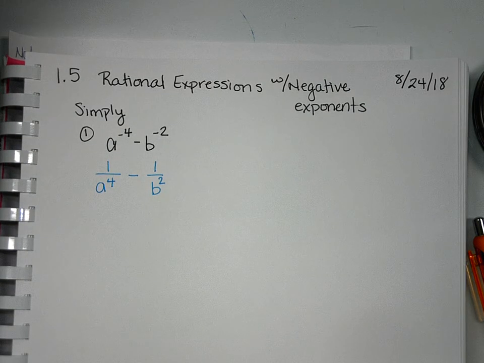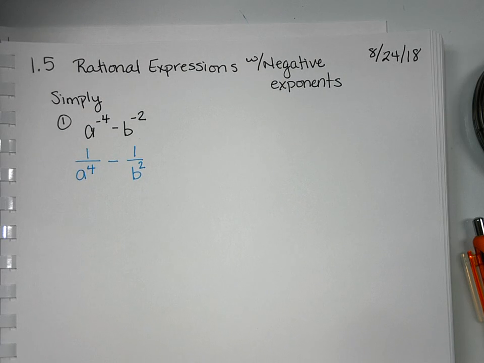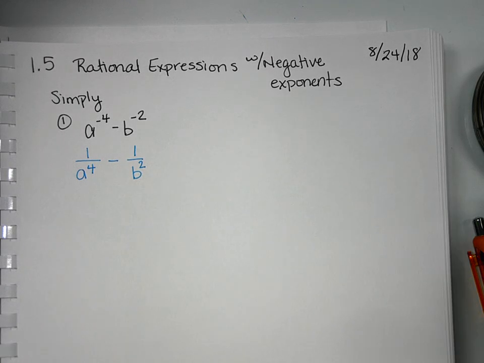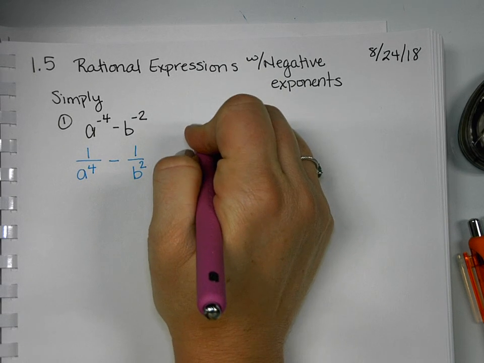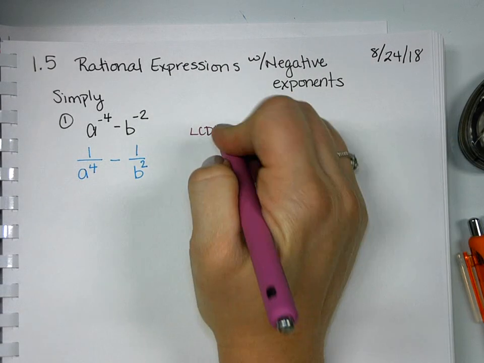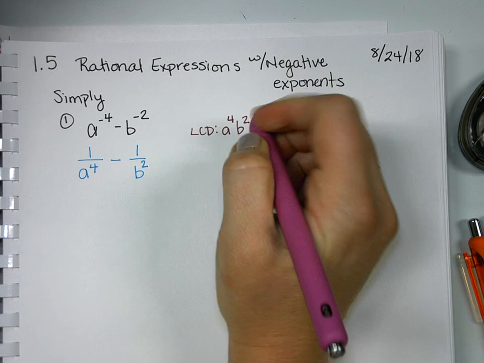At this point, I look at my resulting expression, and it looks like the ones from 1-3, where we just have two fractions being added. So we're going to then find the least common denominator. So our least common denominator here would be a to the 4th b squared.